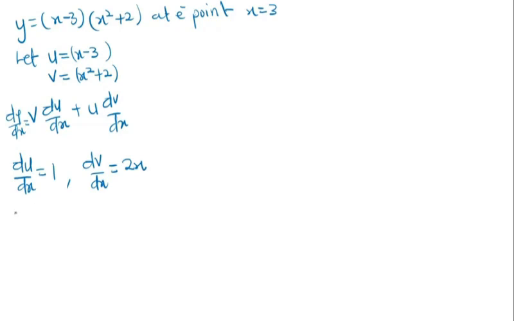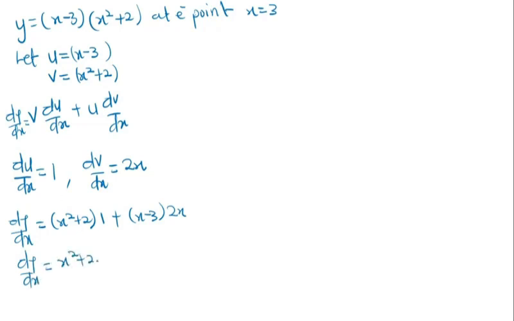If we differentiate, we are going to get 2x. So it means our dy/dx is equal to the v, which is x squared plus 2, then du/dx, which is 1, plus u. Our u is x minus 3. Then our dv/dx is 2x. So we expand the bracket and then we get our answer for this. So we have x squared plus 2 plus this will give us 2x squared minus 6x.